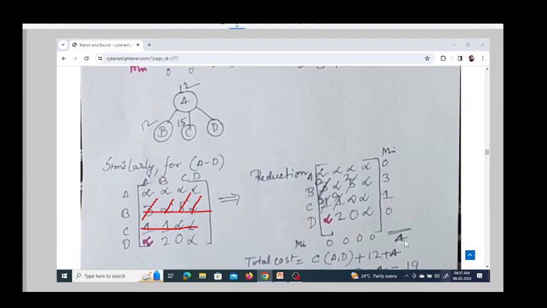So what is the total cost? 4. Column wise reduction, is anything happening after reducing the row? Column wise reduction, this is what? 0 is just a 0. Here also 0, already I got it 0. Here also 0. There is no column wise reduction, only row wise reduction, which is nothing but 4. Now what is the total cost?